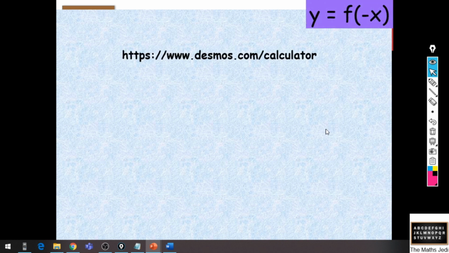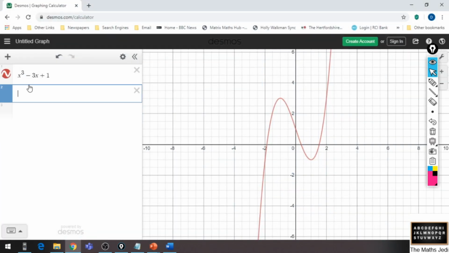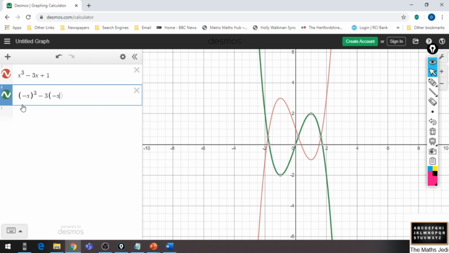What about f of minus x? What does that do? Well, I'm going to use the same function again. So here's Desmos again. Let's take that one away. Now I'm going to imagine where I see an x, I'm going to put a minus x. So I'm going to put minus x all cubed minus 3 lots of minus x and then plus 1.